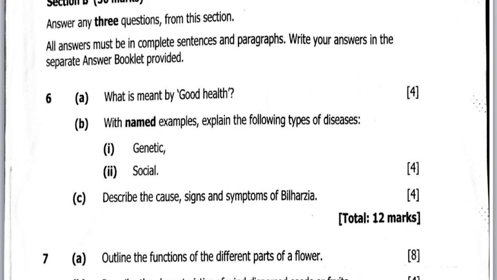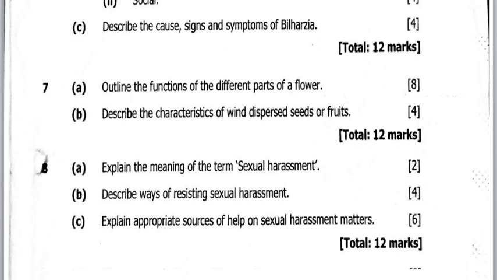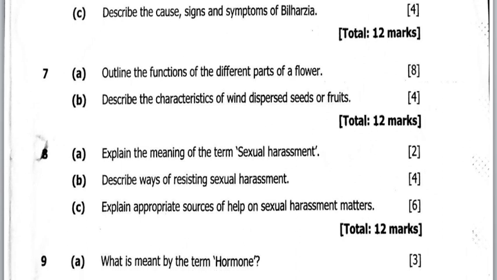Section 7. Outline the functions of the different parts of the flower. This is 8 marks. So basically you're supposed to identify at least 8 different parts of the flower, then state their functions. For instance, you can say the flower consists of the following parts: the flower stalk. The flower stalk links the flower to the stem. Then the receptacle. The receptacle is the part where the flower parts are attached.